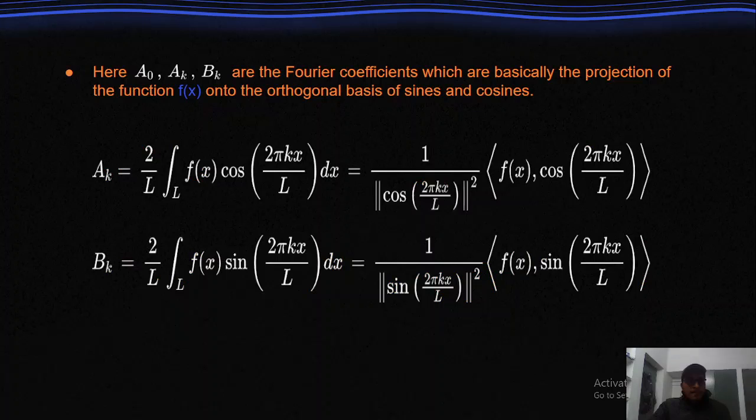of the given function. So here in the expansion, a naught, a_k, and b_k are the Fourier coefficients, which are basically the projection of the function f(x) onto the orthogonal basis of sine and cosine. So we can write a_k as 2 by l integral over period l f(x) times cos 2 pi kx by l dx, which is actually the projection, that is inner product of function f(x) with cos 2 pi kx by l normalized by a term modulus of cos 2 pi kx by l, and b_k is 2 by l integral over l f(x) times sine 2 pi kx by l dx, which is actually the inner product of f(x) with sine 2 pi kx by l normalized by another term.